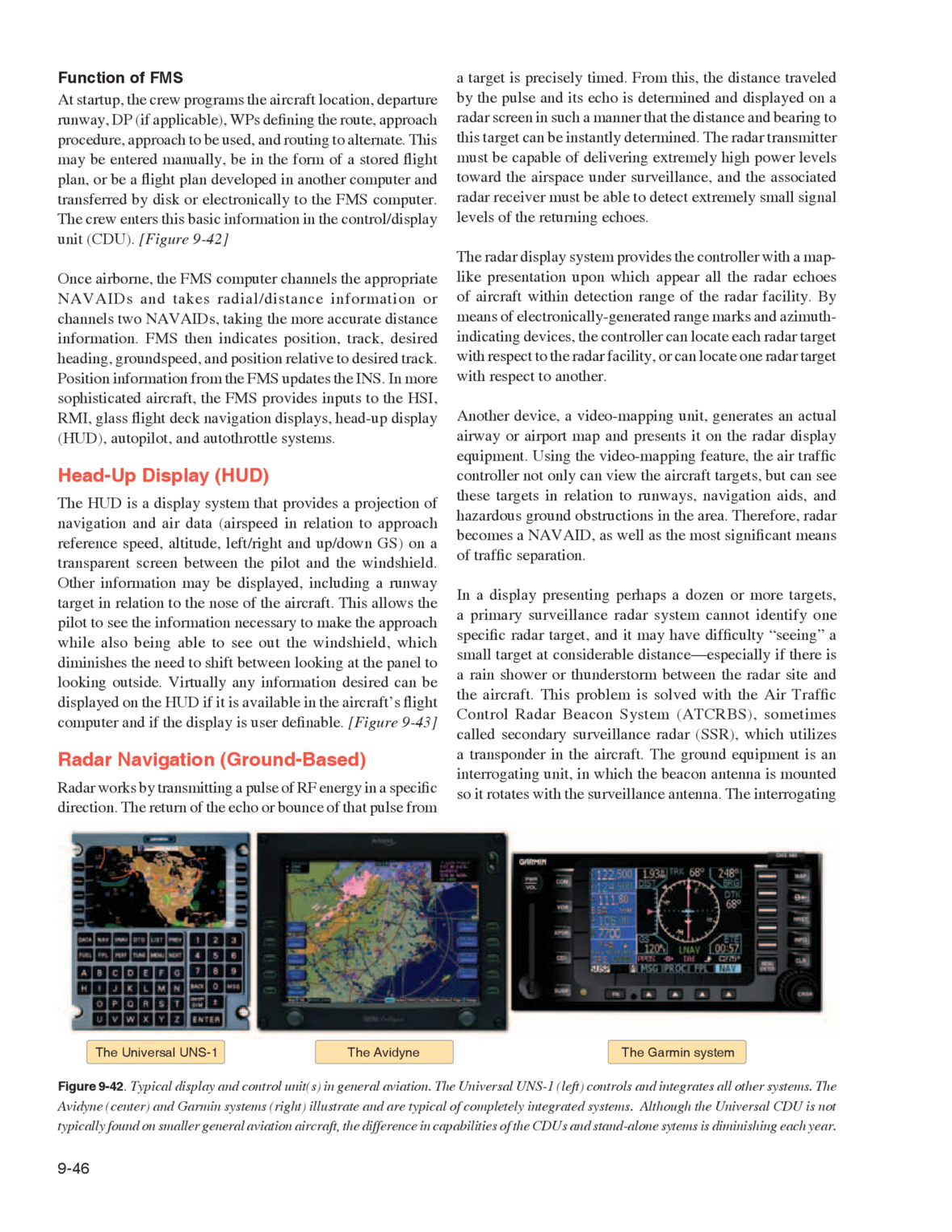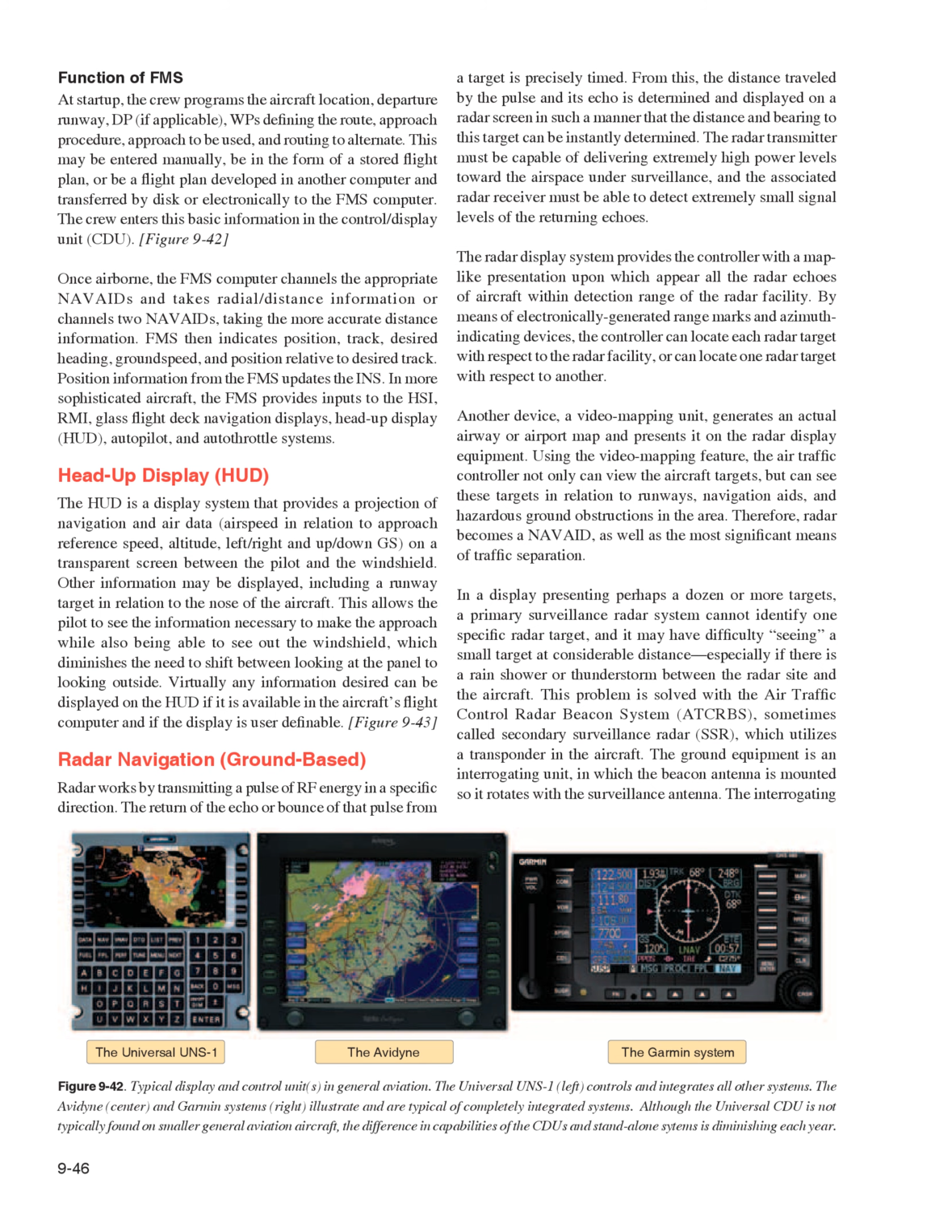The radar transmitter must be capable of delivering extremely high power levels toward the airspace under surveillance, and the associated radar receiver must be able to detect extremely small signal levels of the returning echoes. The radar display system provides the controller with a map-like presentation upon which appear all the radar echoes of aircraft within detection range of the radar facility. By means of electronically generated range marks and azimuth indicating devices, the controller can locate each radar target with respect to the radar facility, or can locate one radar target with respect to another.